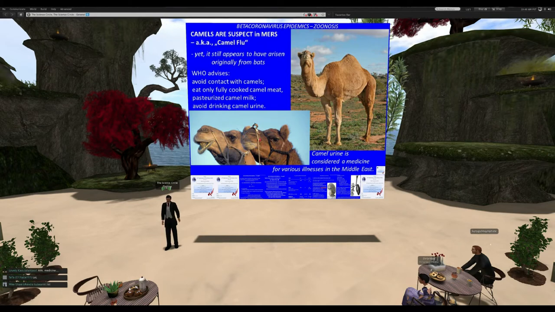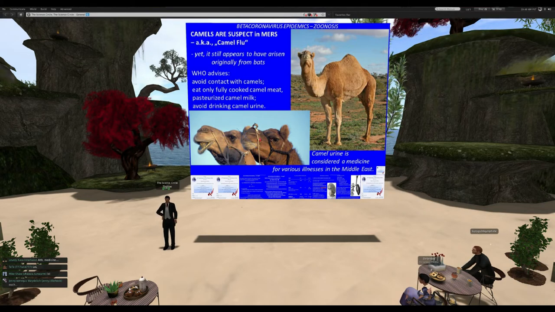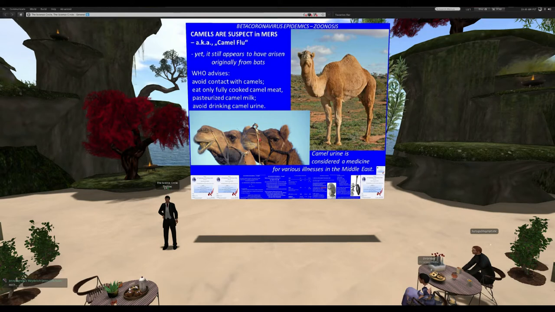Anyway, camel urine, yeah, there are people in the Middle East who use camel urine for medicinal purposes, apparently. So the World Health Organization actually recommended avoiding drinking camel urine because they can shed viruses through that. There are lots of dietary practices around the world which are not wise.